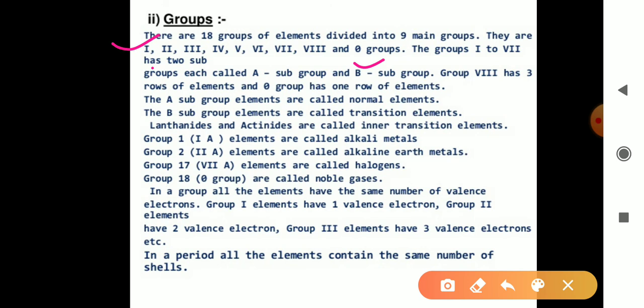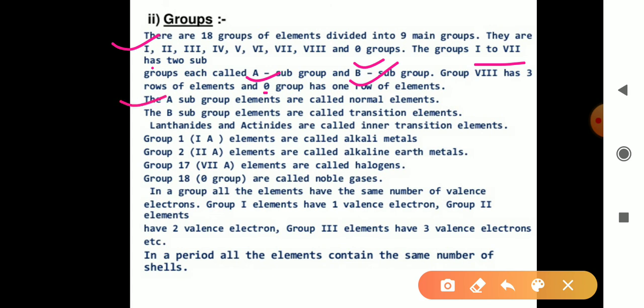The groups 1 to 7 have 2 subgroups each, called subgroup A and subgroup B. Group 8 has 3 rows of elements, and group 0 has 1 row of elements.